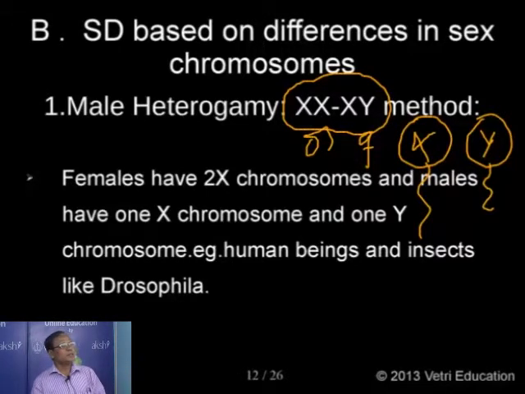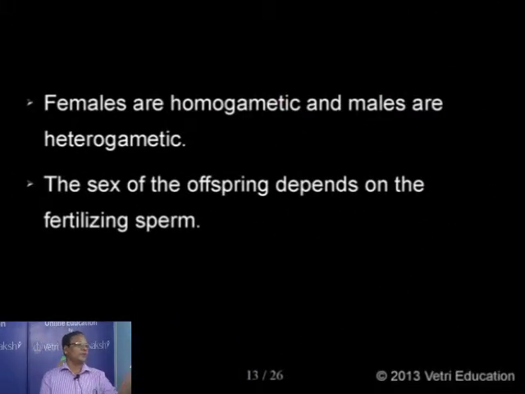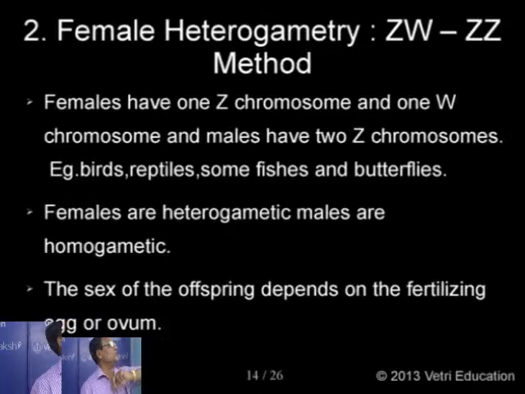So here the sex depends on the nature of the sperm that fertilizes the egg. In the case of male heterogamety, it is actually the sperm that decides which type of sex to develop into. That is the case in human beings or Drosophila; we have this type of sex determination. So I mentioned that females are homogametic and males are heterogametic. The sex of the offspring depends on the fertilizing sperm. Now, let's take the female heterogamety.